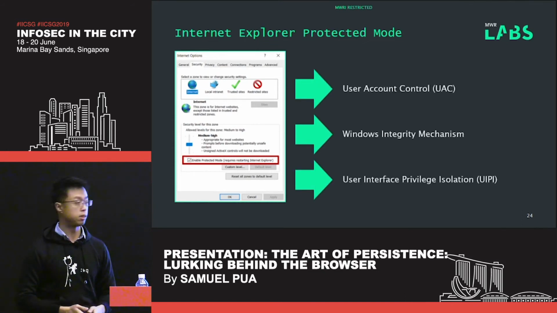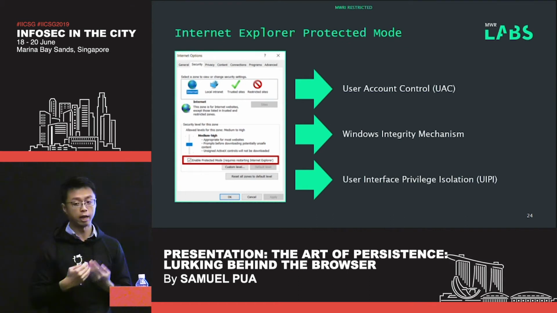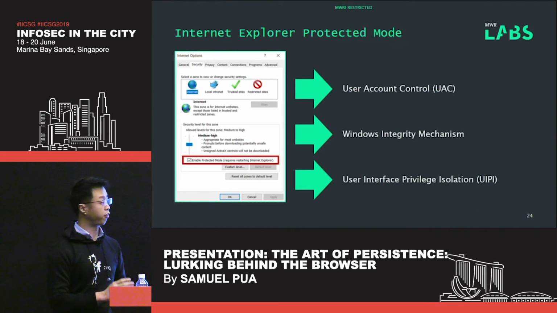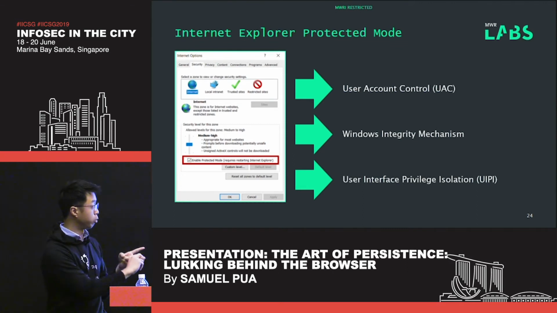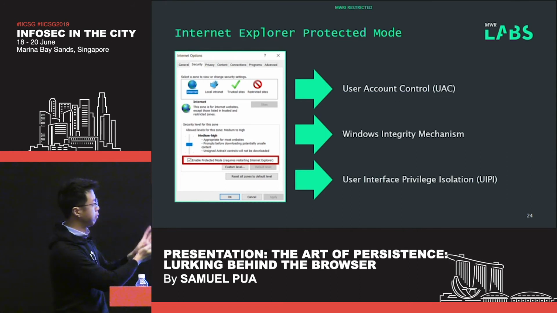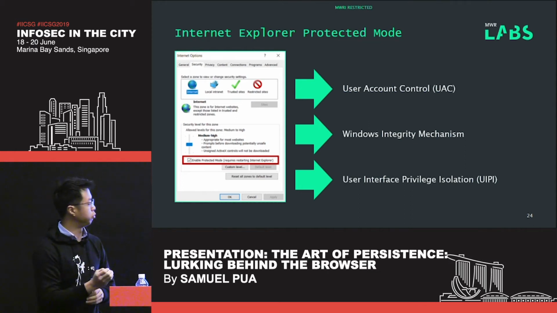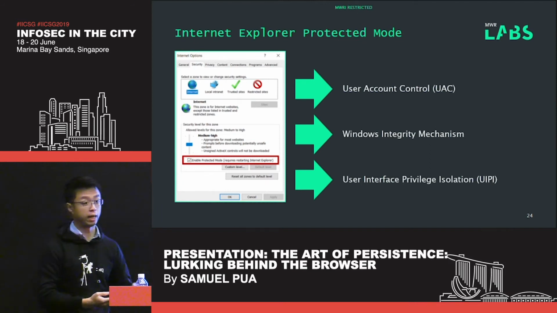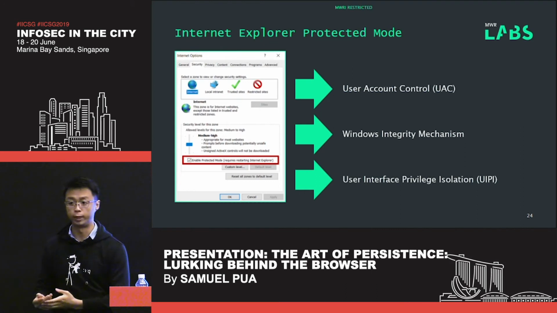And how it works, it protects Internet Explorer under protected mode using 3 different mechanisms. First one is User Account Control, the Windows integrity mechanism, as well as UIPI. I won't go through this in depth. Just now, James did mention a little bit on UAC, but what is important to note is that it's the Windows integrity mechanism specifically that is preventing us from achieving what we want.